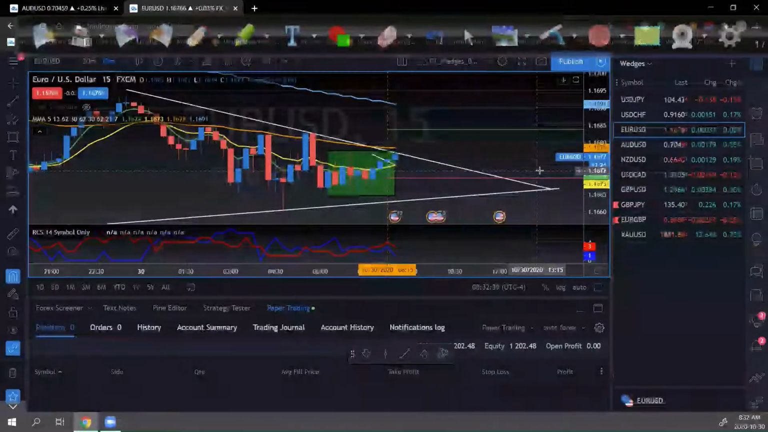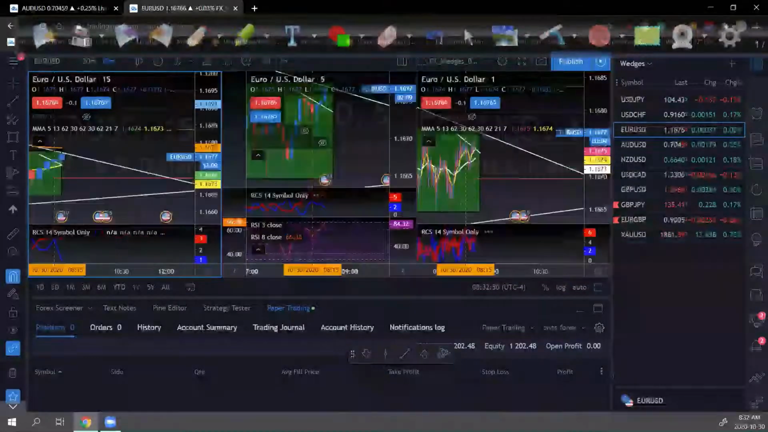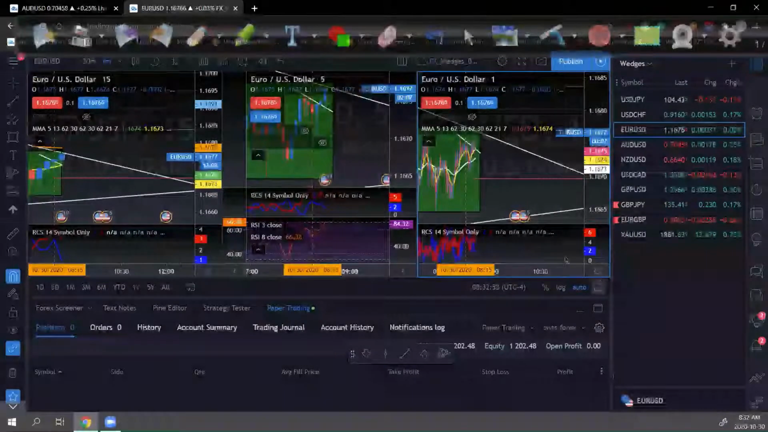If it breaks out of this... Are you going to take it on the 15 minute? You're on the 15 minute. Oh yeah, that's a good point. No, I'm not taking it on the 15-minute. That's so odd for you to take a 15 minute. No, no, I am not.